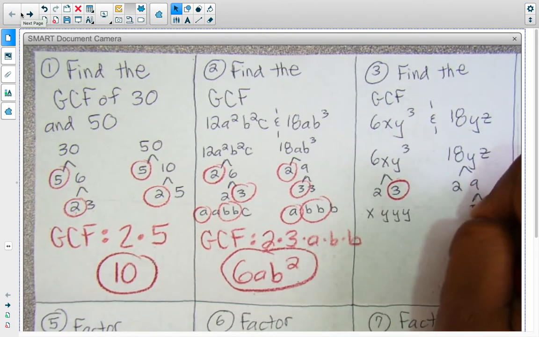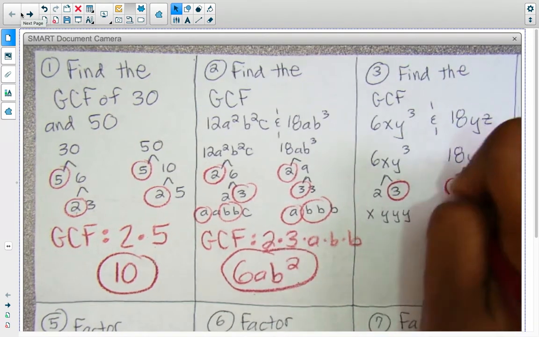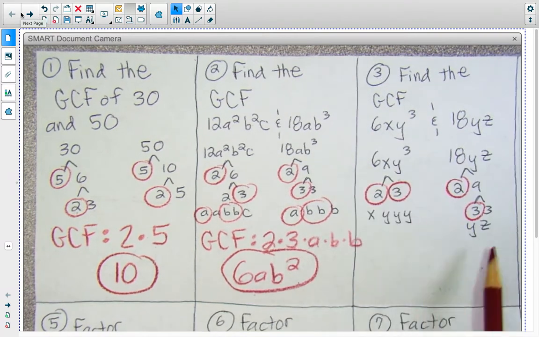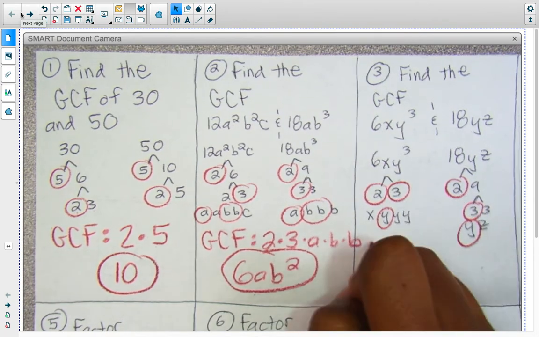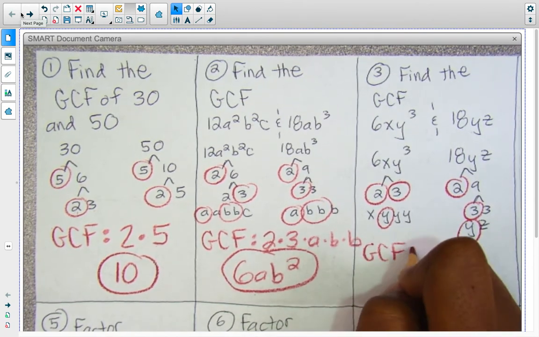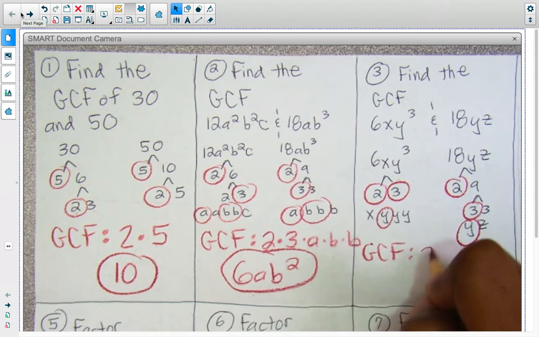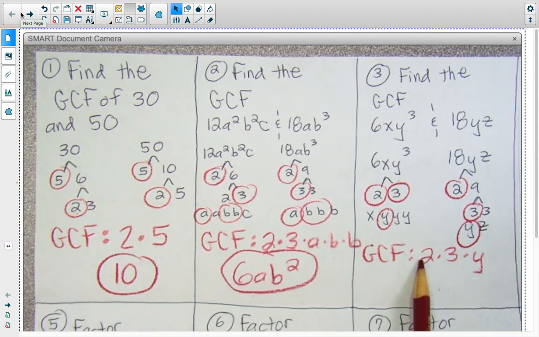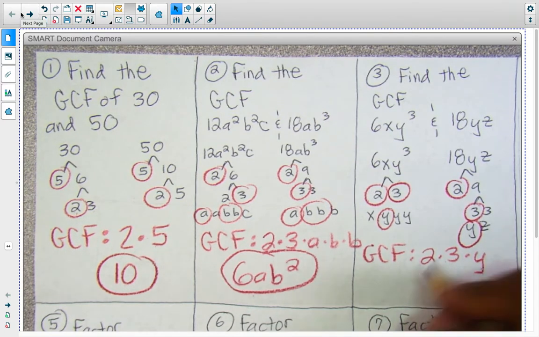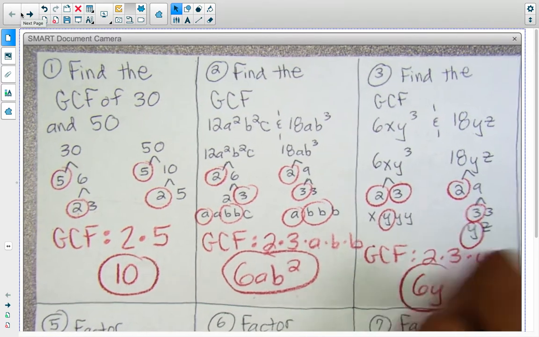I wrote that down. We're going to go through and circle any numbers or variables that they share. I see a 3, and I also see a 2. They don't share any x's, but they do share a y. So their greatest common factor is a 2, a 3, and a y. They each have 1, 2, 1, 3, and 1 y that they share. So I'll multiply that out, and that gives me 6y.